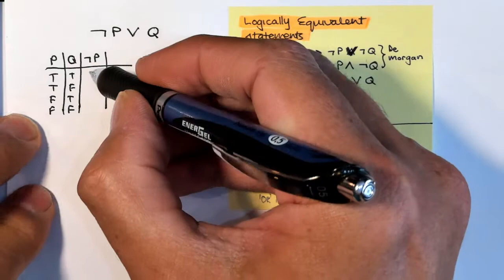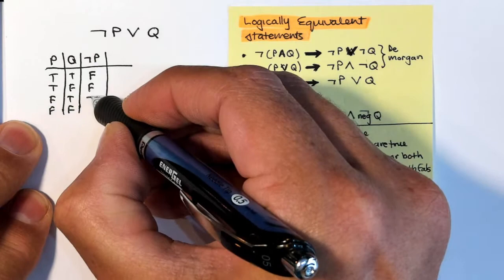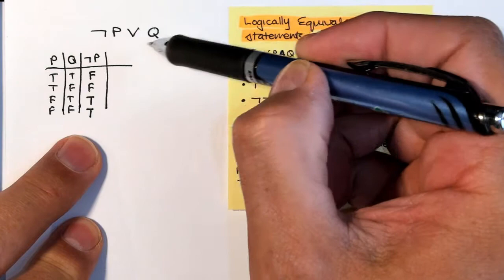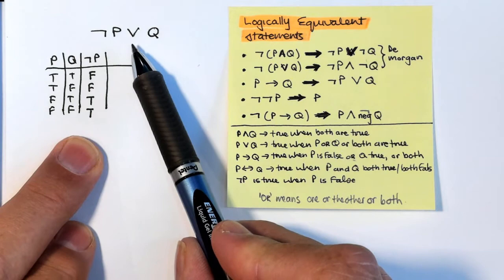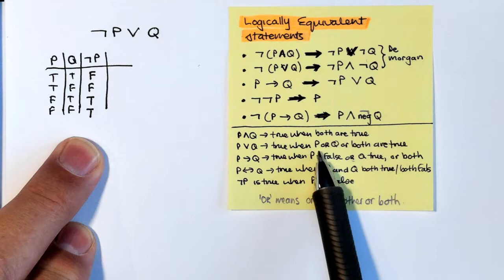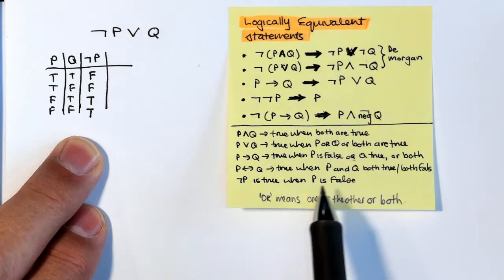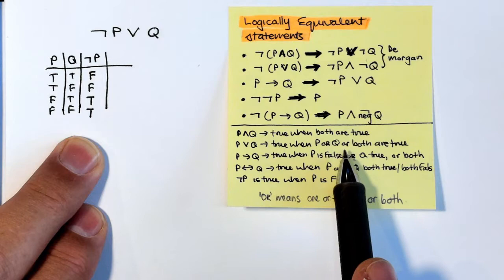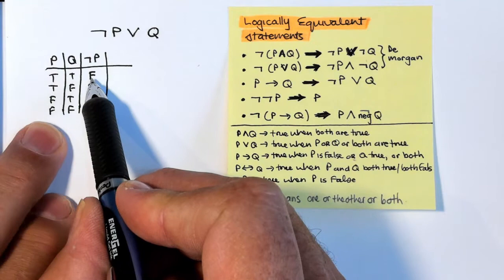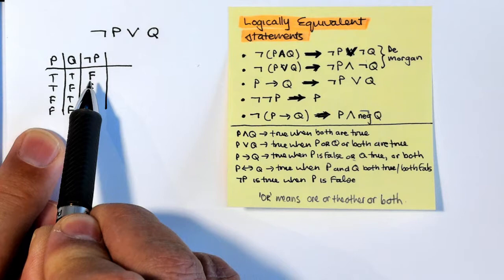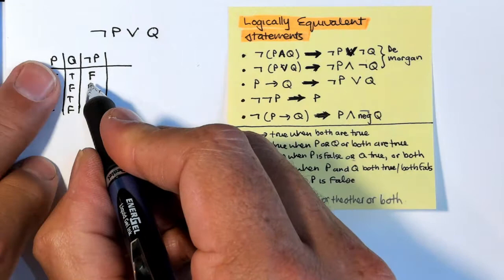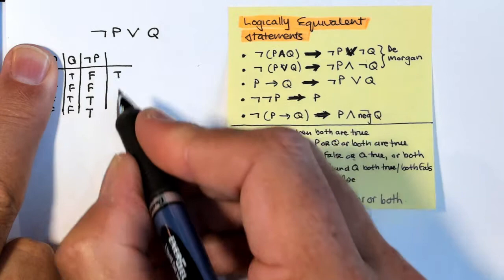Well, P or Q is true when P or Q or both are true. So we're looking for when not P and Q are true. Sorry, we're looking at this column here. There Q is true, so this will be true. Here Q is also true, so that will be true. If we look at where P is true, it's true there and true here. And they happen to be both true in row 3. So the only time that this type of statement will be false is in the case where both of them are false.